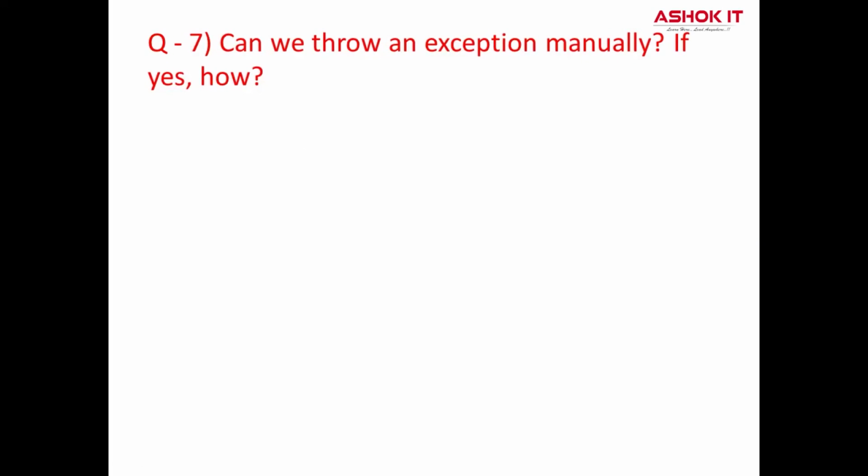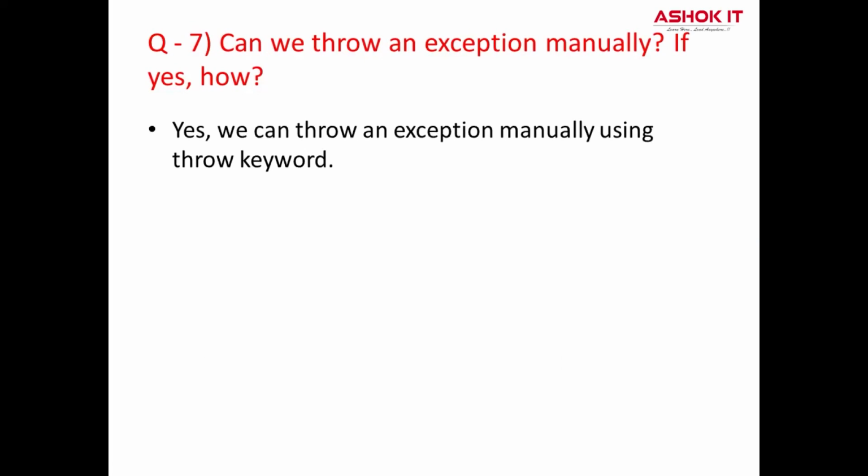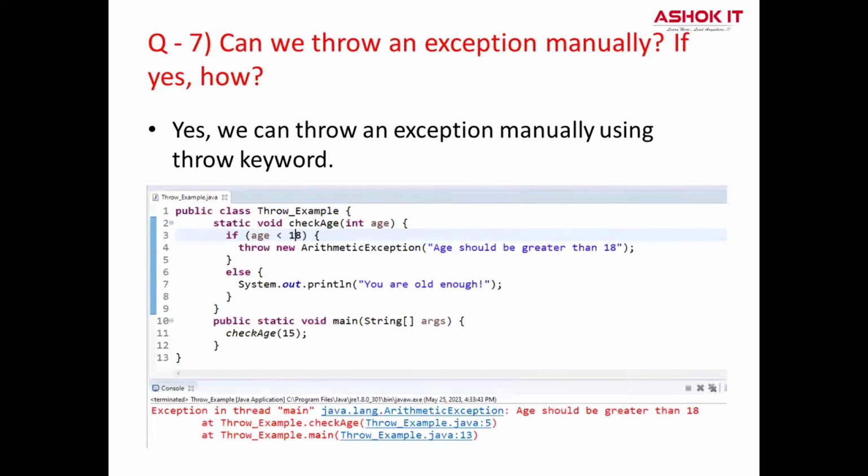Okay. Question number 7. Can we throw an exception manually? And if yes, how? Yes, we can throw an exception manually using the throw keyword. And what syntax can you use? Throw an instance of a throwable type. You can observe this example here at line number 4: throw new ArithmeticException. This is how we are throwing that exception manually. Which exception? ArithmeticException. What is the syntax? Throw, then an instance of a throwable type.